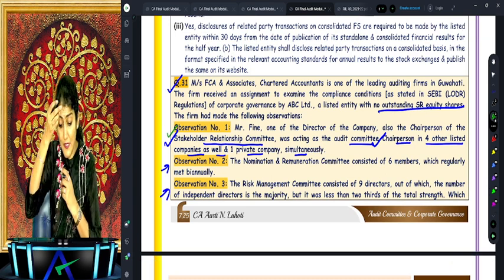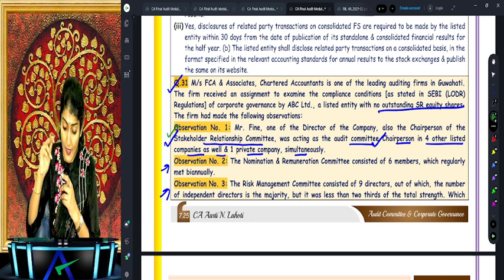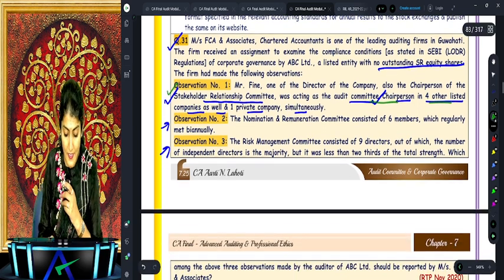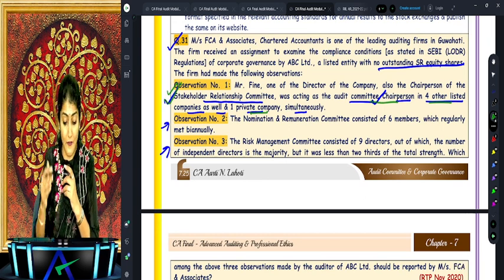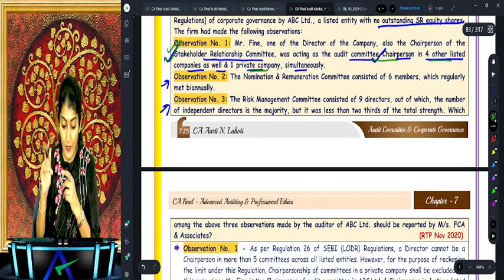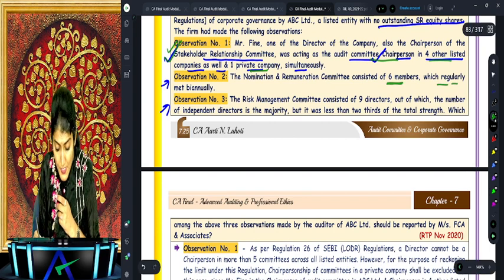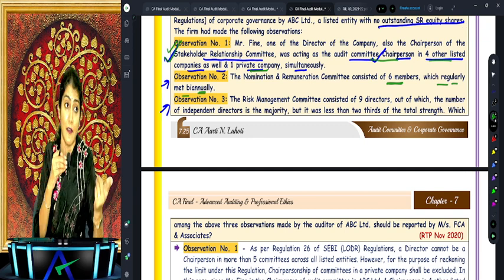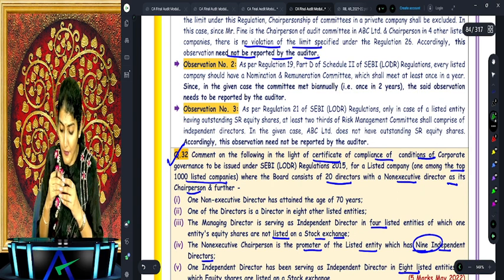What does it say? Mr. Fine, one of the directors of the company, also the chairperson of the SRC, right, was acting as the audit committee chairperson in 4 other listed entities as well as one private company. So that we said it is okay because private companies are not to be counted. Then the nomination and remuneration committee consisted of 6 members which regularly met biannually. Biannually means they met once in 2 years. How much do they need to meet? They need to meet at least once in a year, not once in 2 years.